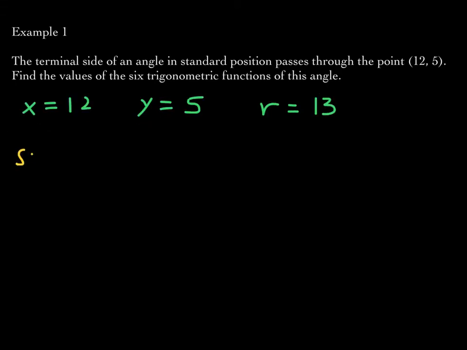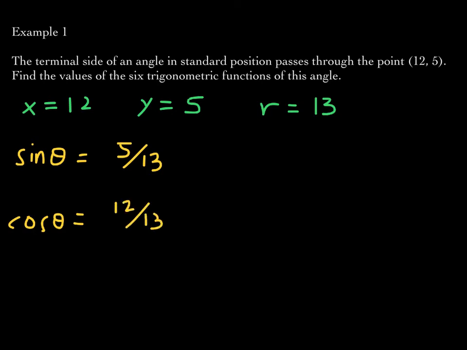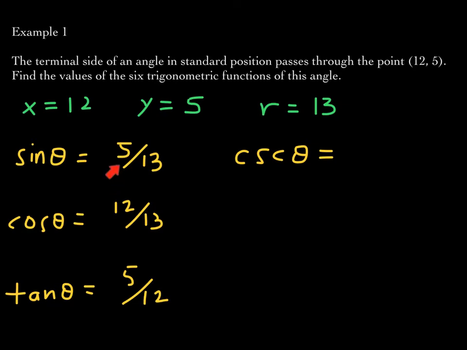All right, here we go. Sine of theta is going to be y over r, so 5 over 13. Cosine of theta is going to be x over r, so 12 over 13. Tangent of theta will be equal to y over x, 5 over 12. Now the next 3 trig functions are reciprocals of what we just wrote down. So if you get these 3 correct, the next 3 should be correct as well.